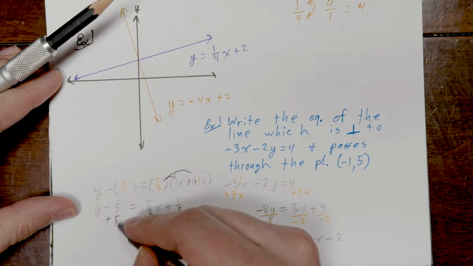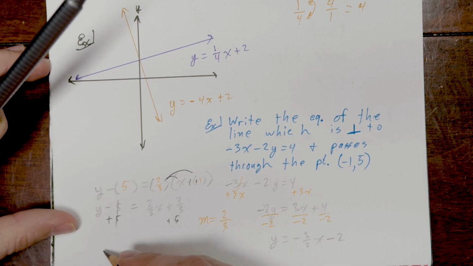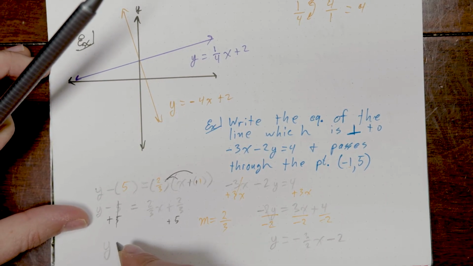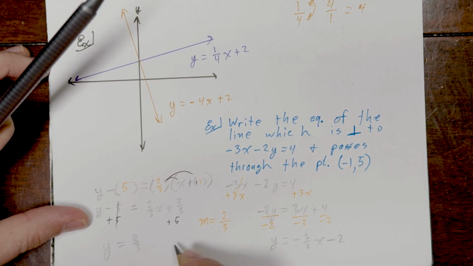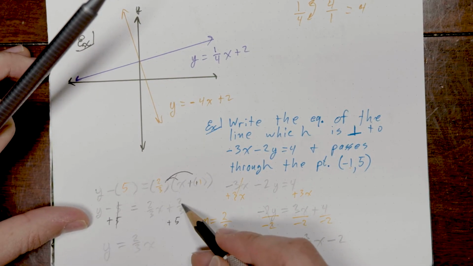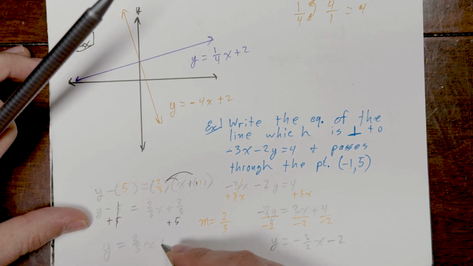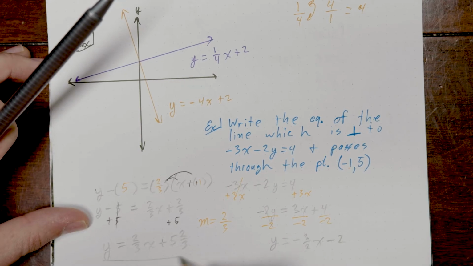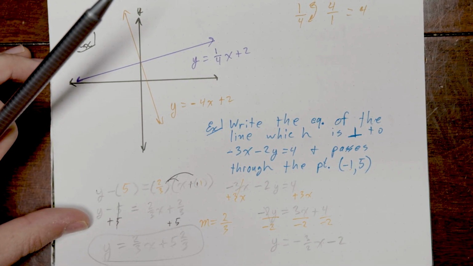Okay, so these ones cancel. So then we've got y on this side equals 2/3 x, and then 2/3 plus 5 is 5 and 2/3. So this is the equation of the line we're looking for.